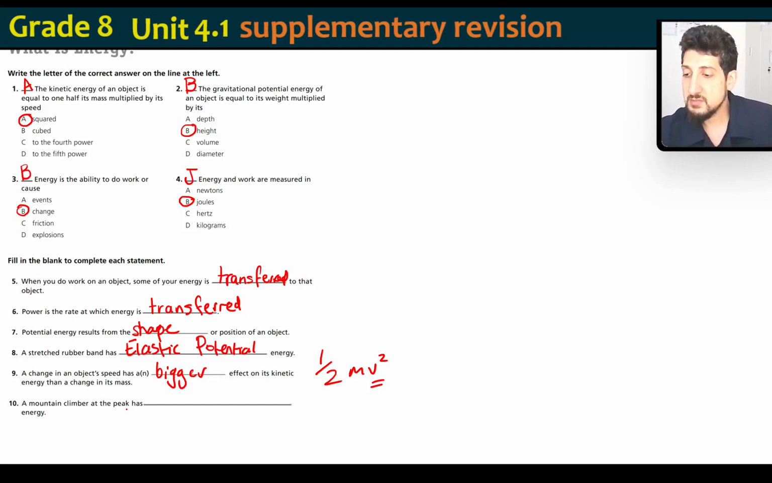A mountain climber at the peak has a lot of gravitational potential energy. How are we doing for time? I think we're quite good this time. Gravitational potential energy, also known as GPE.